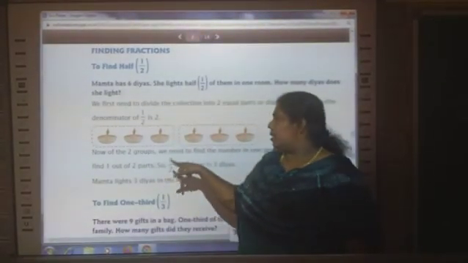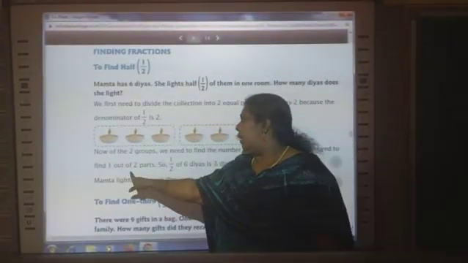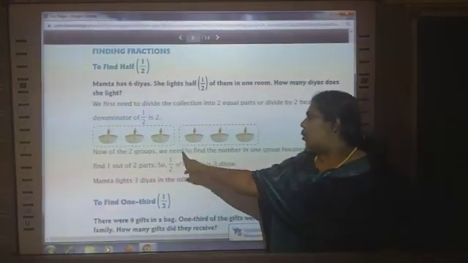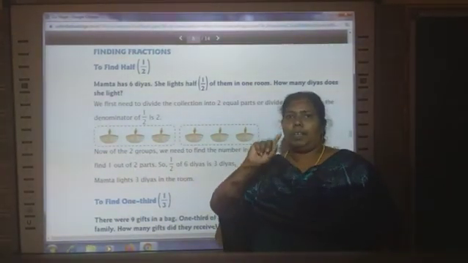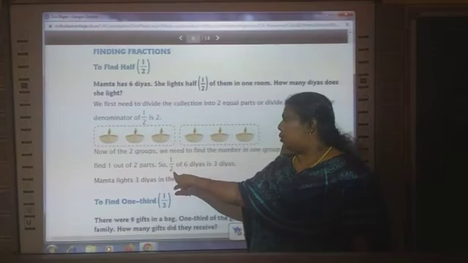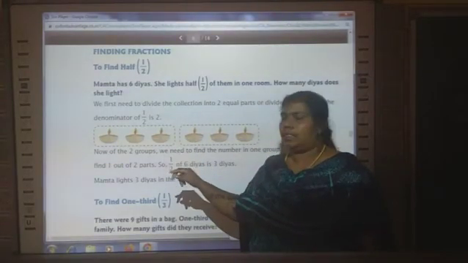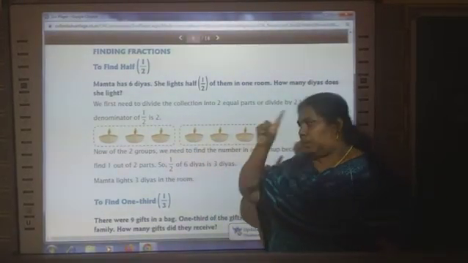Understand? Now we can find 1 out of 2 parts. That is 1 by 2. 1 divided by, in the denominator, 2. That means 2 groups are there, right? So half of 6 diyas is in one group.